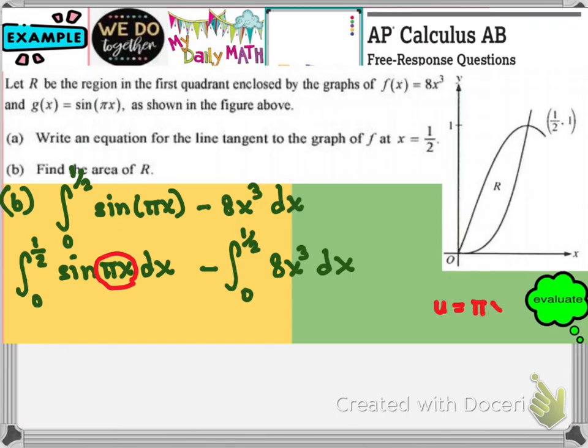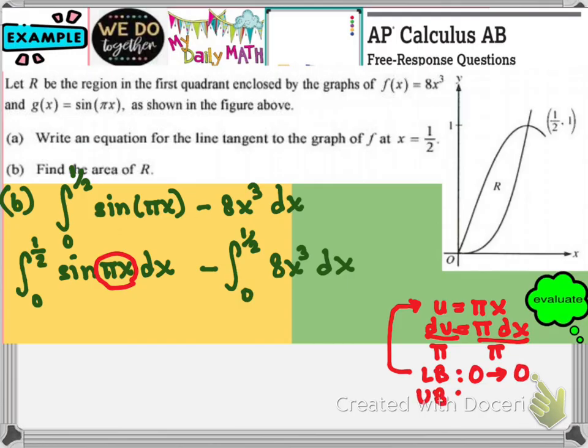My u is pi x. The du is pi dx. But in my first integral symbol, there is no pi dx outside of the angle pi x. So I'm going to divide this by pi. And if it is a u substitution with boundaries, I have to change my lower and upper boundary as well. So my original lower boundary was 0. Plug that into your u. So your new lower boundary is still 0.